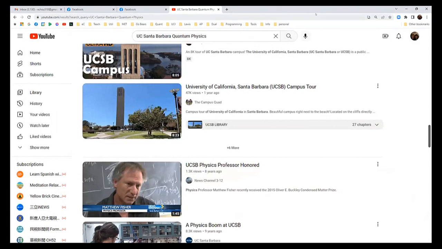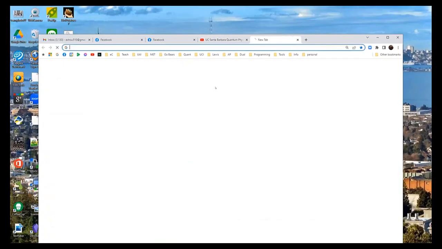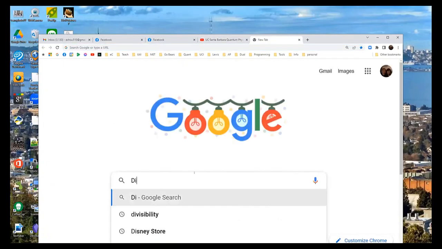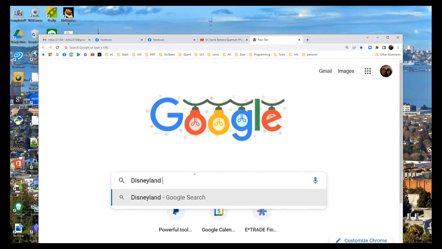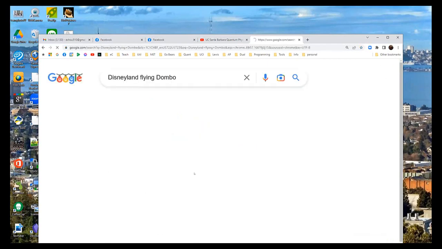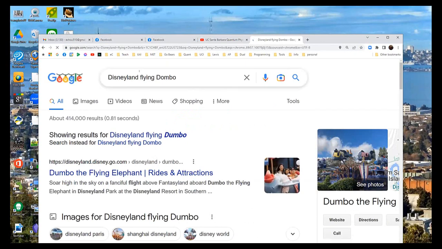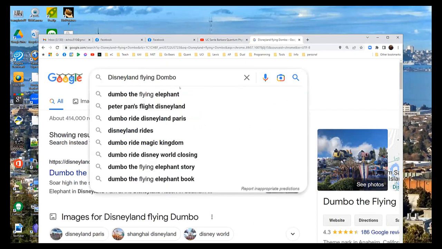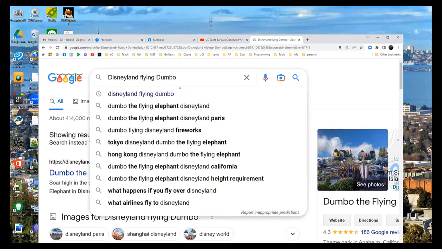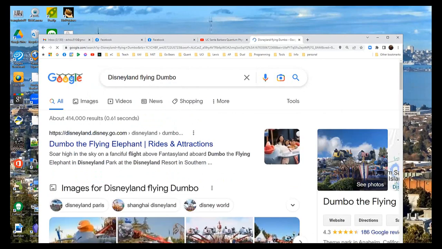Actually, if you go to Disneyland, I don't know whether you've been there before or not. Disneyland, and there is a flying Dumbo, okay? Dumbo, I'm sorry. The name of the elephant.